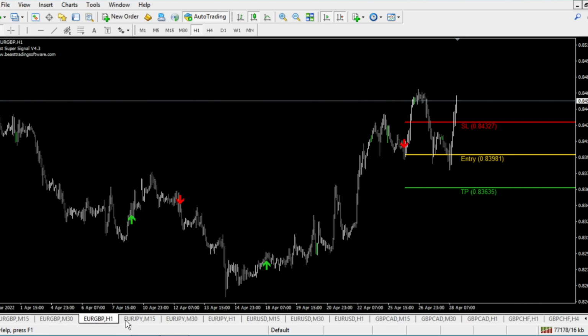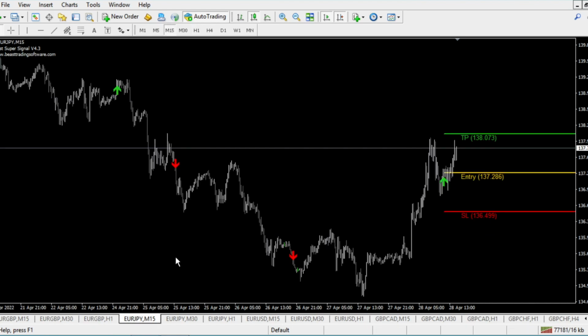Now, moving on to the next pair, we have the euro and the Japanese yen. Looks like we took two losses there earlier in the month, but then we recovered nicely with this nice sell here. We had a sell here, and then we're in play now with the current buy, which looks like it's on its way to take profit.